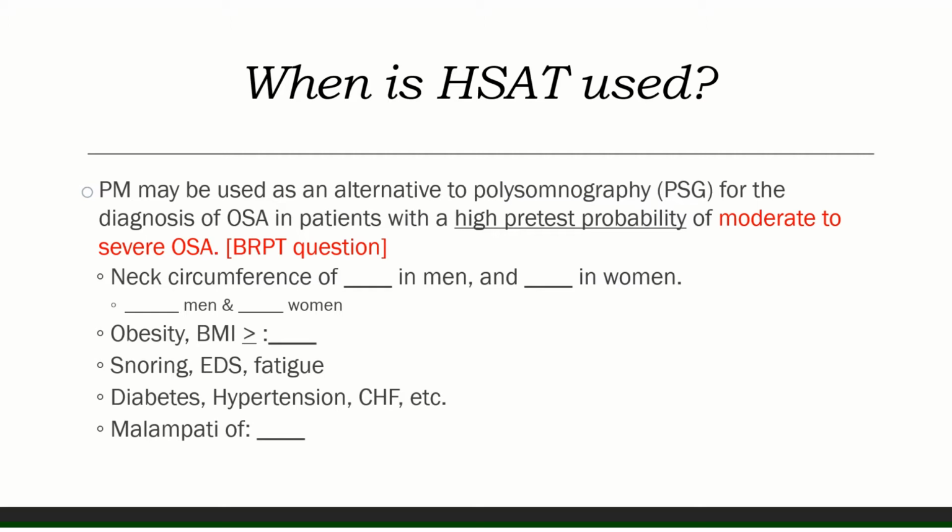But if they're likely to have just a mild case of OSA, then that's when we bring them into the lab because it's kind of questionable. But if it's barely questionable whether or not they have it, more than likely we can use the Hsat device. All right, so take a moment to fill in these numbers if you haven't already done so, and then I'm going to reveal them.